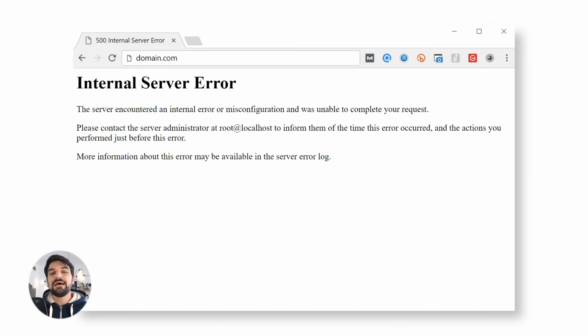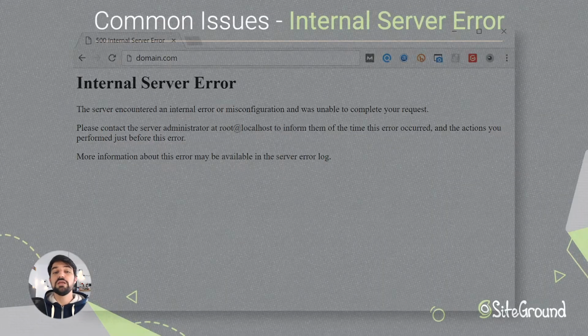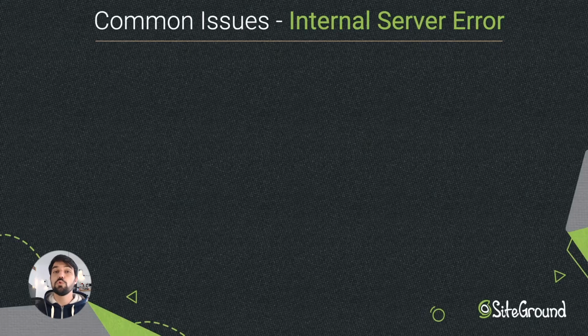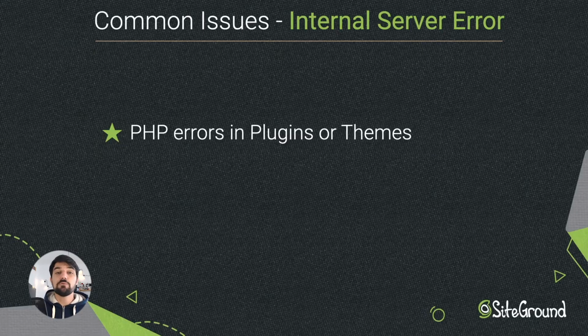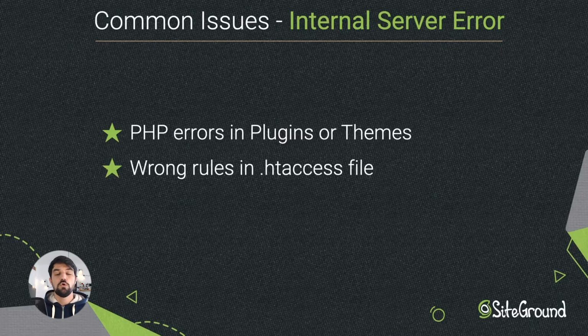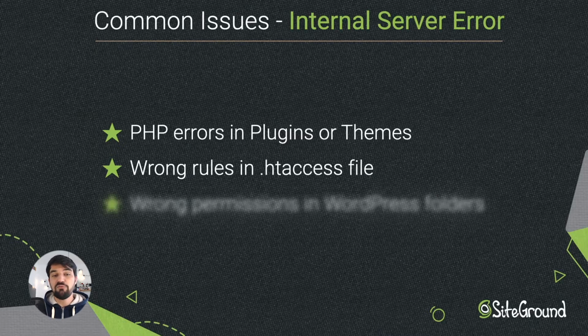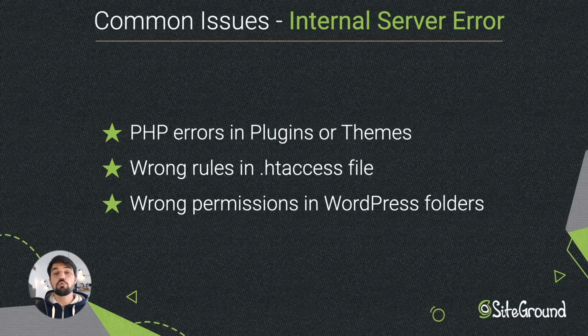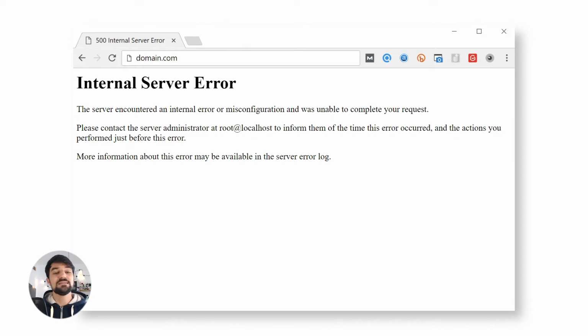Well, let me tell you that internal server error is one of the most common WordPress problems. These are the most common issues that can cause this problem with your website: PHP error in plugins or themes, wrong rules in the htaccess file, or wrong permissions in your WordPress folders. Since it doesn't give you any other information, it can be quite frustrating for a lot of us. But don't worry, because I will show you with some possible solutions how to easily fix it.